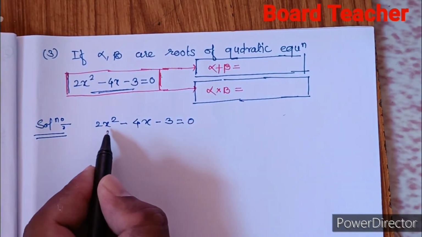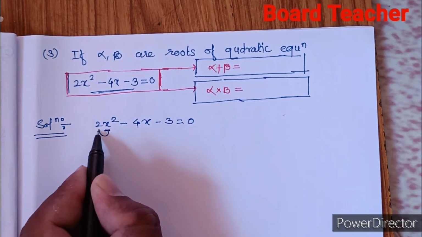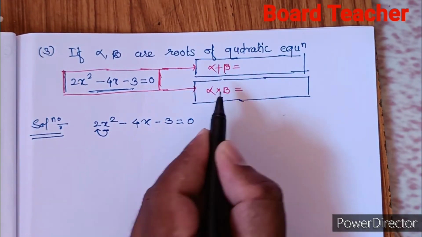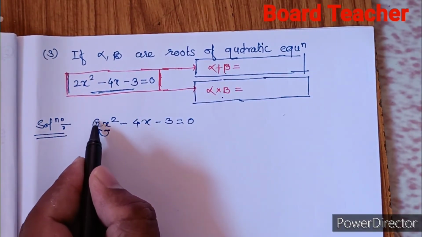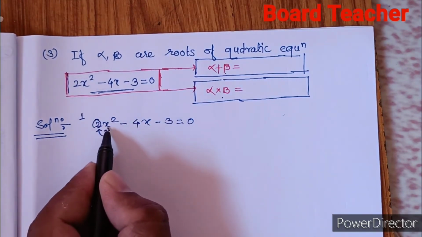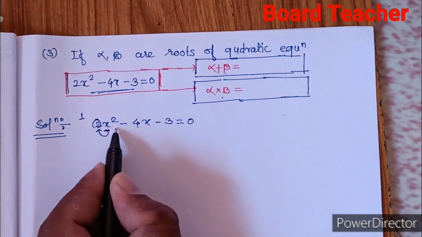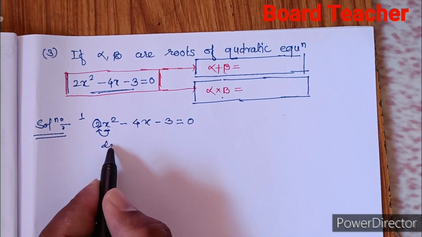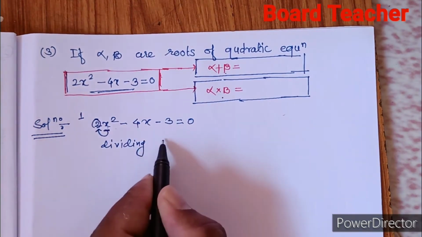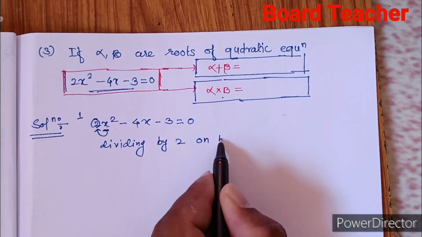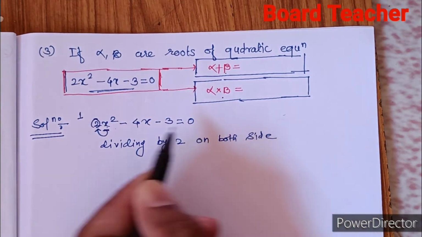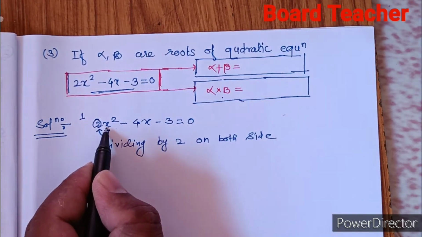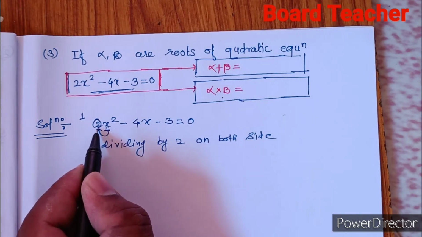Now on observing, we find that here is x square, whose coefficient is 2. To find the sum and the product of roots, we want to make this coefficient 1. To make this coefficient of x square 1, we have to divide this equation by 2 on both sides. If we divide by 2, then the coefficient of x square, which is 2, will become 1.